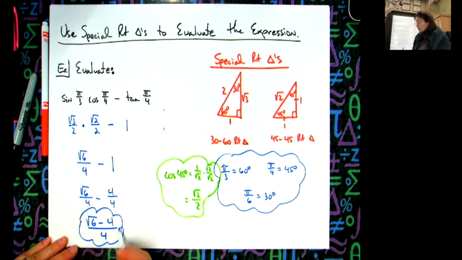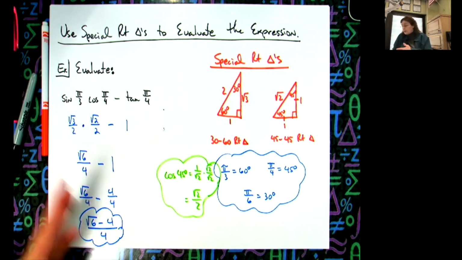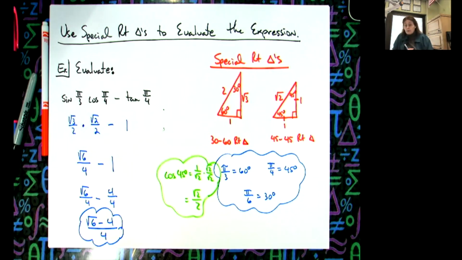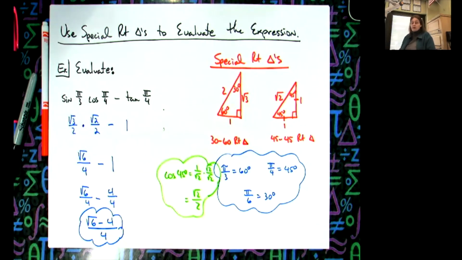So the thing is, you're not going to want to do this as a decimal. If some of you have been trying to just rely heavily on that calculator, they're not going to want this as a decimal. They're going to want the answer to look like square root of 6 minus 4 over 4. So you're using those special right triangles. You can also use your unit circle as well, but in the directions, they're specifically telling you to use the special right triangles.